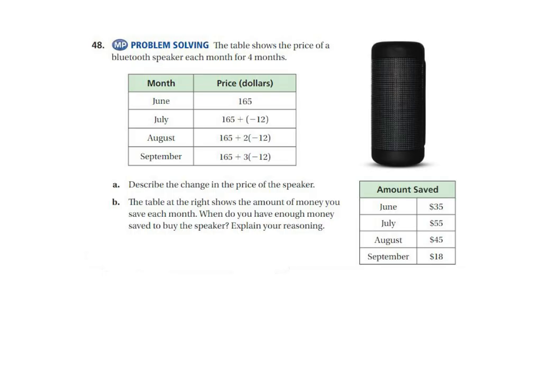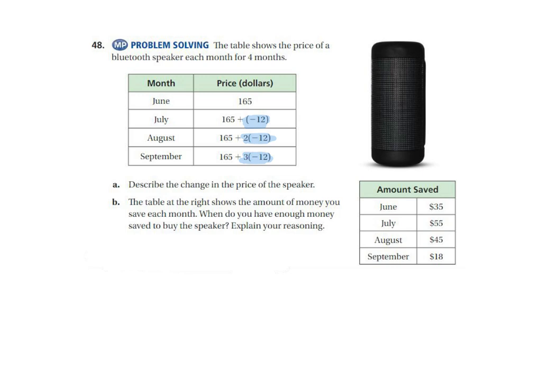For number 48, it says the table shows the price of a Bluetooth speaker each month for 4 months. Describe the change in the price of the speaker. There's one important thing here that we notice right away. July has the original price minus 12. August has the original price plus 2 times negative 12. And September has the original price plus 3 times negative 12.